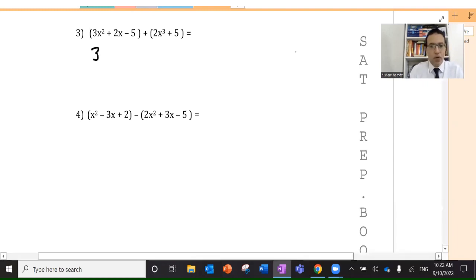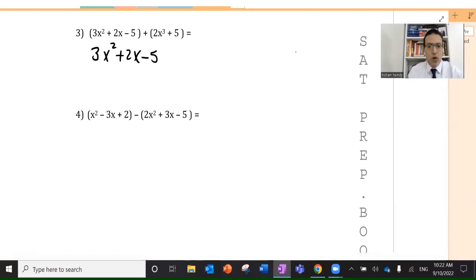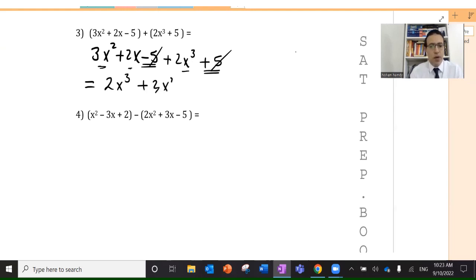First, again, I'm going to write 3x squared plus 2x minus 5, and then I have positive outside the bracket, so I'm going to write it as 2x to the power 3 plus 5. Then -5 and +5 will give me 0. And 2x to the power 3, 3x squared and 2x, there aren't any like terms in it. So I'm going to write it down as 2x to the power 3 plus 3x squared plus 2x.